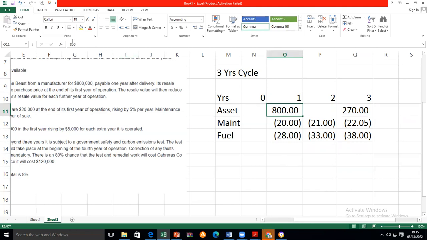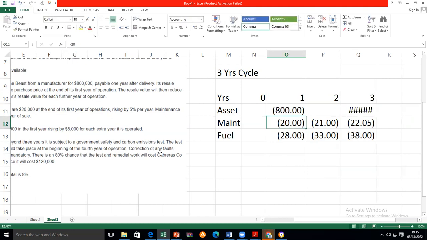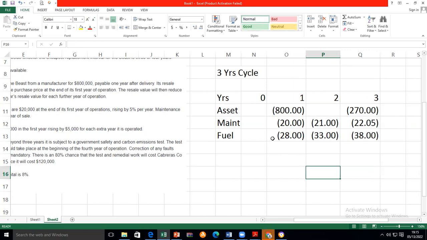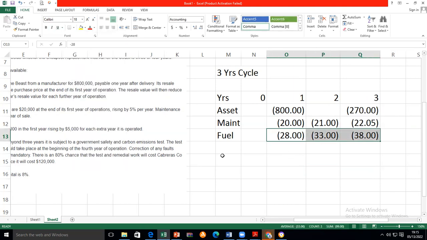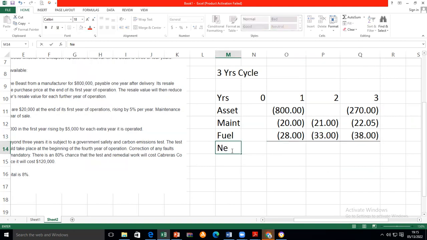Interesting question. This is a minus. You know, this is a minus. It's a cost. What's the net position? So we go.